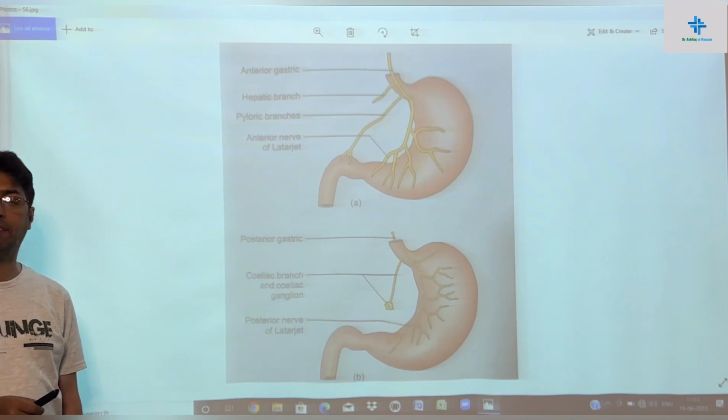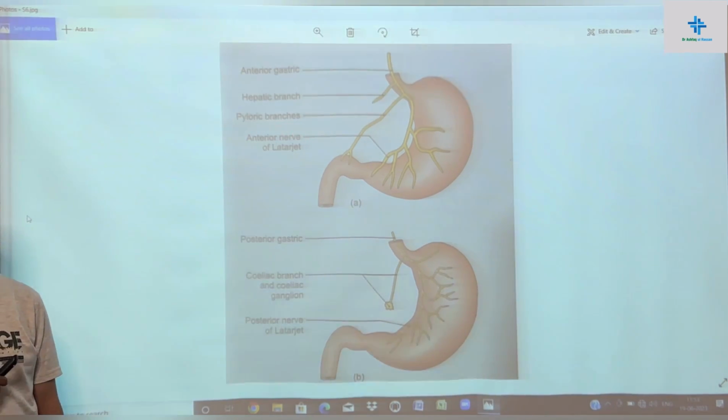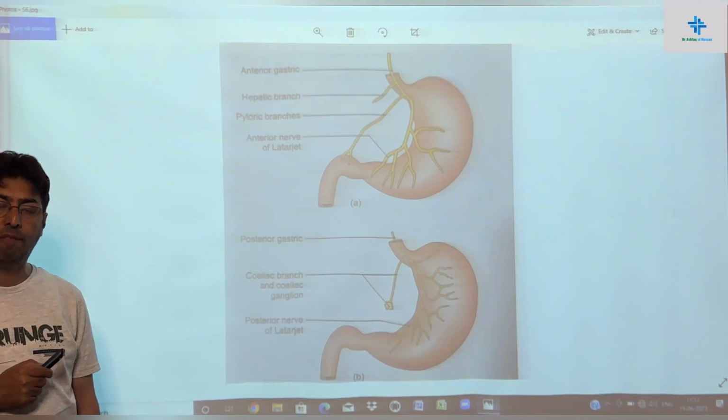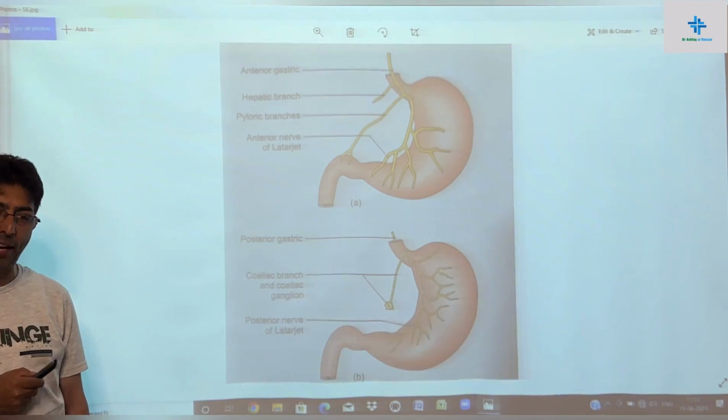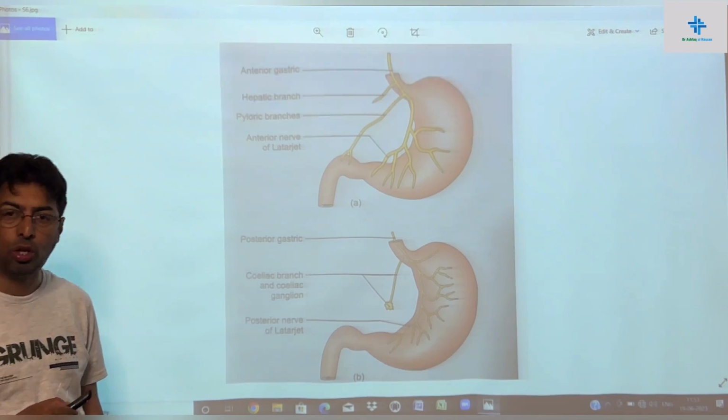And then we have the nerve of Latarjet. This nerve of Latarjet is also a branch of the right vagus, also given the name posterior vagus, and it supplies the pylorus of the stomach. This you can see well demonstrated over here, the nerve of Latarjet supplying the pylorus specifically. So that is one thing.